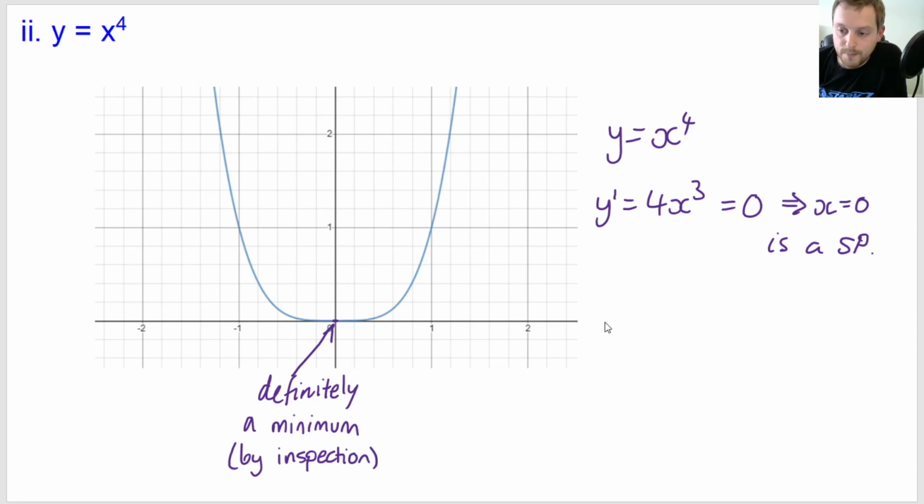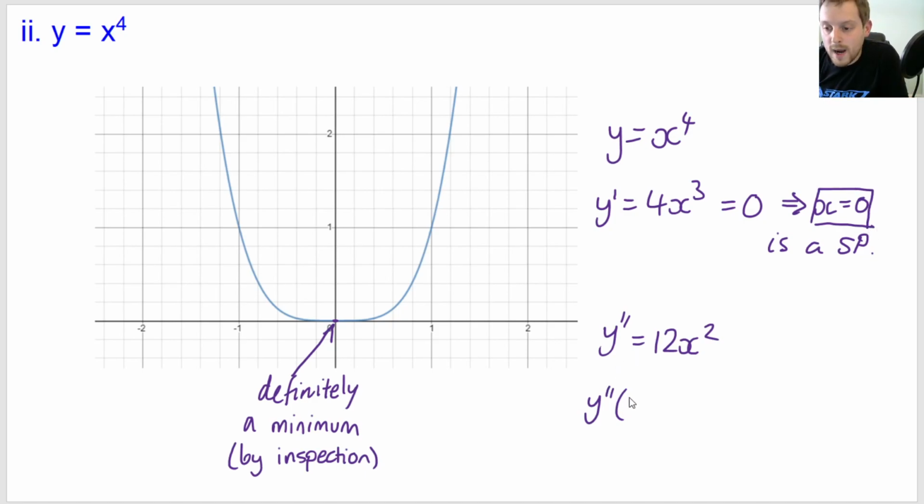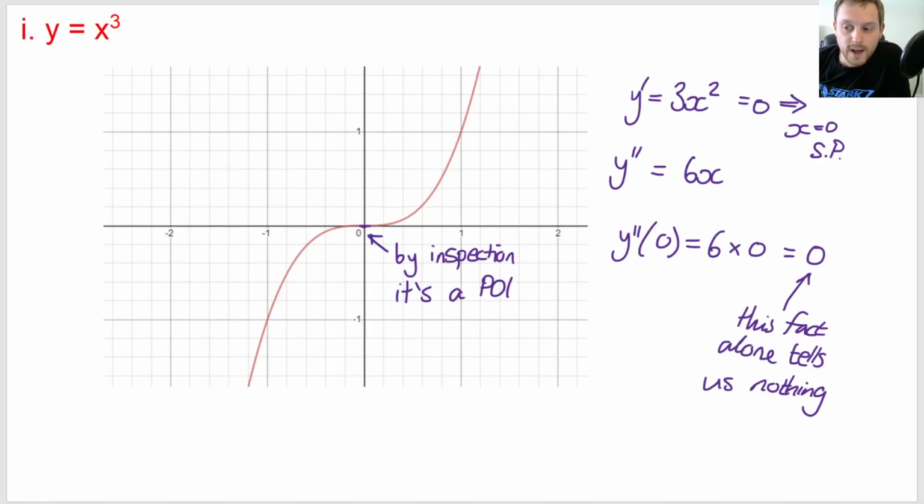However, watch this. If I do the second derivative, I get 12x squared. We're trying to categorize this point, so we're using the second derivative test. If I do y double dash of 0, I'll have 12 times 0 squared, which is nothing. So I got 0, so I don't know what sort of point it is. It doesn't tell me anything. It doesn't tell me that it's going to be a minimum, just like the last one didn't tell me it was going to be a point of inflection.